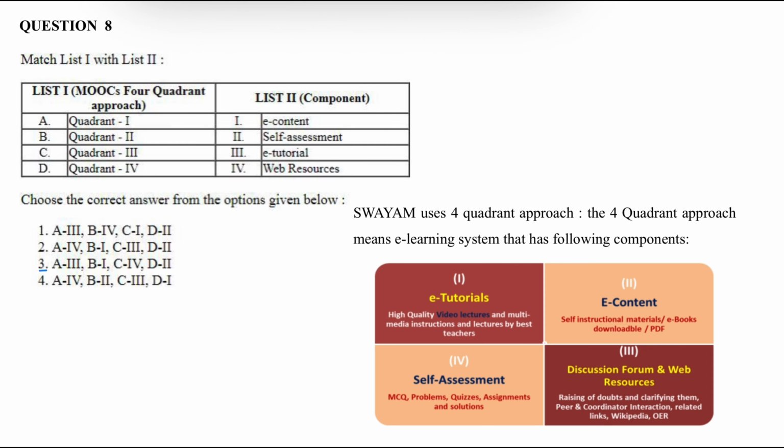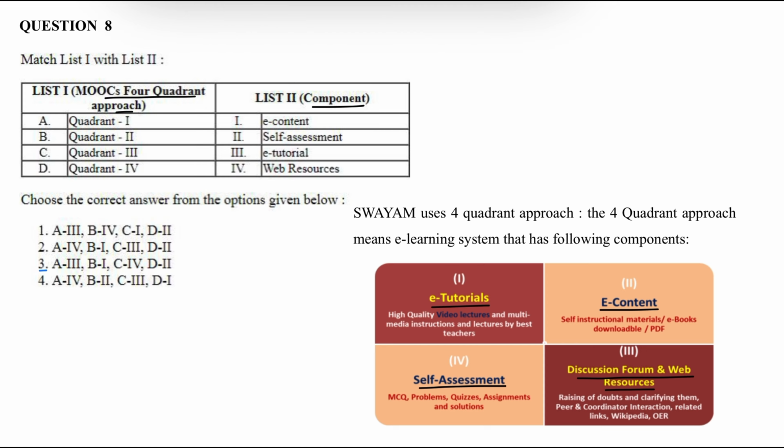Question number 8. Match list 1 with list 2. In list 1, the MOOC's 4 quadrant approach is given. In list 2, components are mentioned. So Swayam uses the 4 quadrant approach. The 4 quadrant approach means an e-learning system that has the following components: e-tutorials, quadrant 1; e-content, quadrant 2; discussion forum and web resources, quadrant 3; self-assessment, quadrant 4.